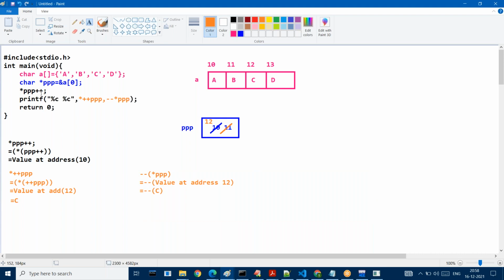This is star PPP plus plus. Okay, this is star plus plus PPP. This is minus minus star PPP. Yeah, everything is okay.